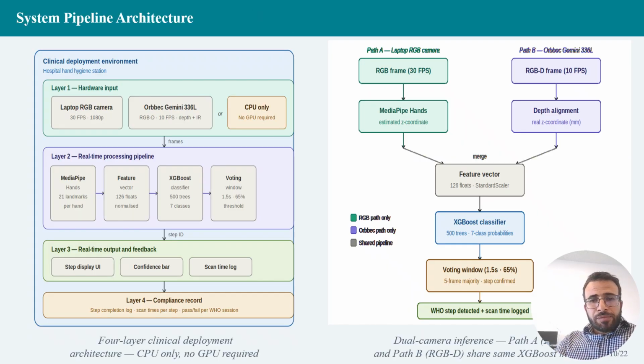Here we can see the pipeline, how it is working. We have a 4-layer technique. Layer 1 is the camera, Orbbec or laptop. Layer 2 is MediaPipe, extracting the features, 126 floats. We used XGBoost 500 for 7 classes and voting. The third layer is real-time output feedback. We get it, as we can see here, whether it comes through the laptop or the RGB camera.